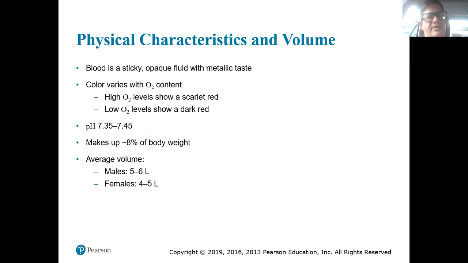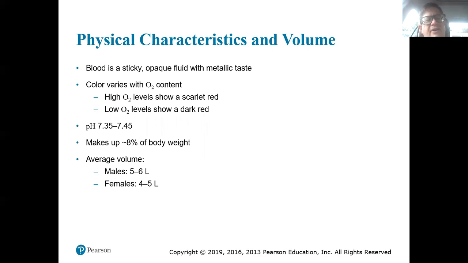So blood is sticky, is opaque. That means you can't see through it. It's not clear like water. And it tastes metallic. I know that sounds weird, but yeah, they did used to diagnose things in the body in the olden days through taste. Why would it taste metallic? Because of the iron. Remember, hemoglobin has hemes in it. So all those red blood cells have hemoglobin, and that has heme groups in it, and heme is iron. Heme has iron.